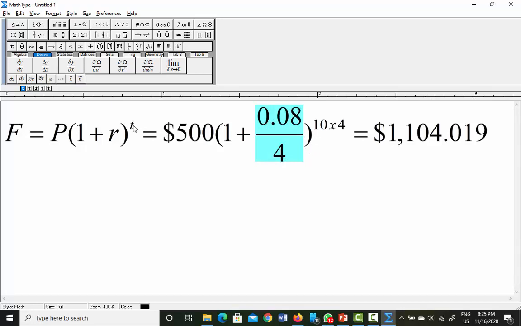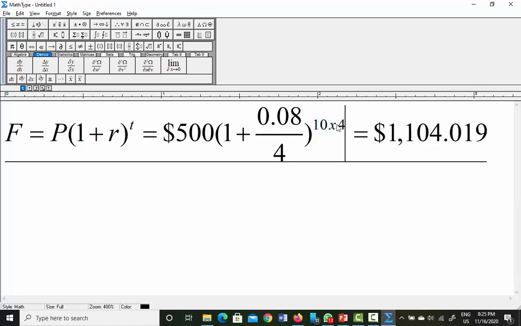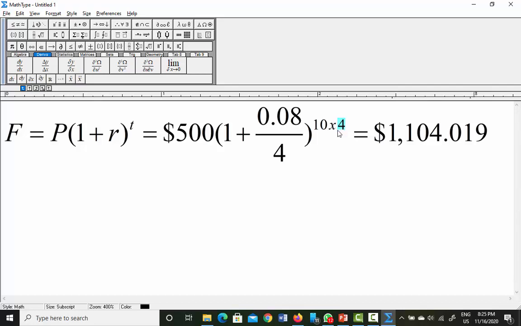So period T is the period of investment. Here the period of investment is 10 years, but since the interest will be calculated on a quarterly basis, we need to convert it to quarters. In 1 year we have 4 quarters, so we will get interest 4 times in 1 year. So in 10 years we will get interest 40 times, that means 40 quarters. So T is 10 multiplied by 4. If you calculate, you will see that the answer is this one.